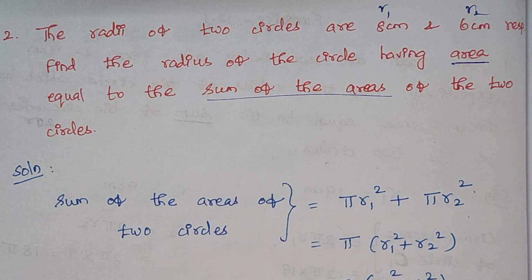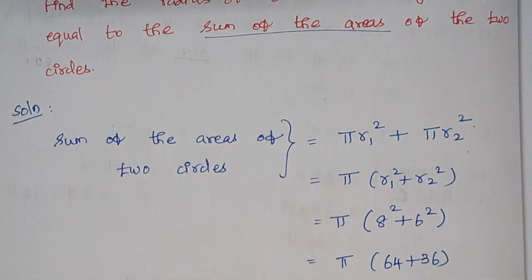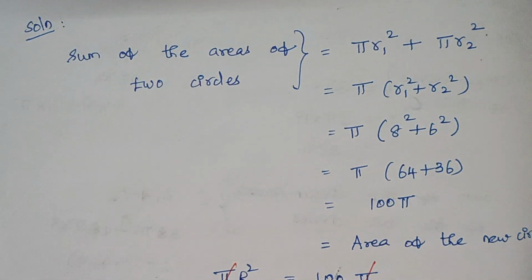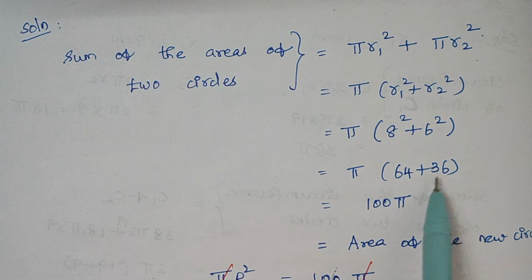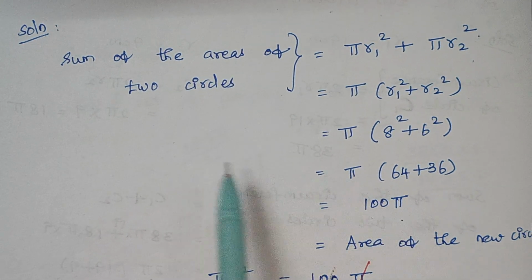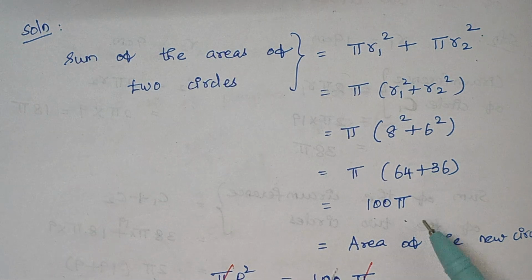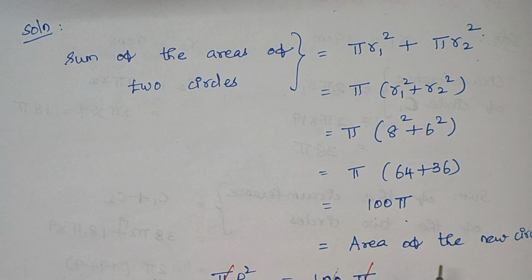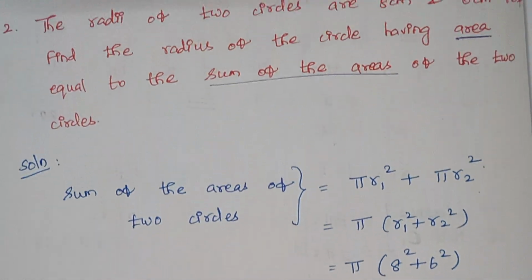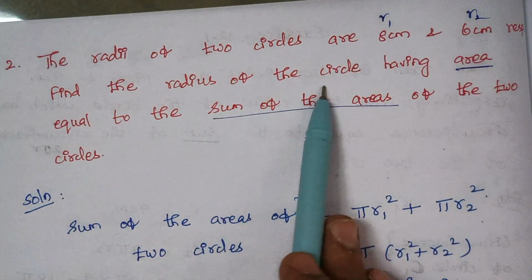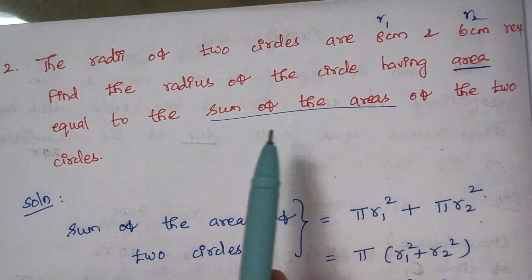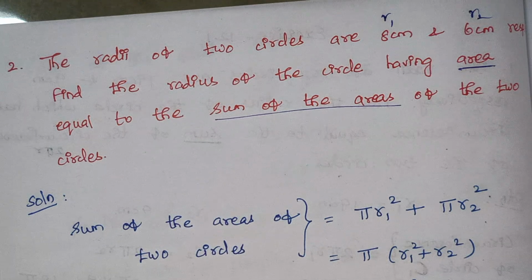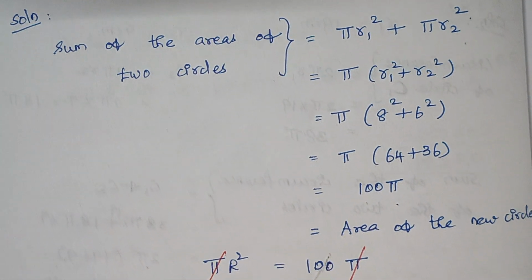What is r1? It is 8 and r2 is 6. Just substitute the values. 8 square is 64 and 6 square is 36. When you add, we get 100 pi. This is the sum of the areas of the two circles, and this is equal to the area of the new circle. That is what is given in the problem: find the radius of the circle having area equal to the sum of the areas of the two circles. So this area is the area of the new circle.